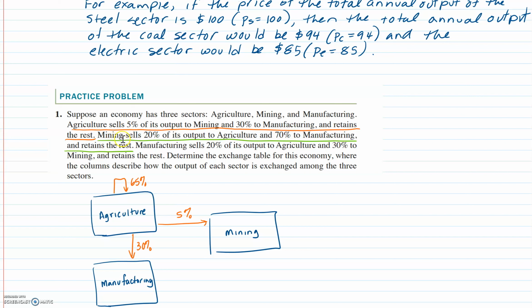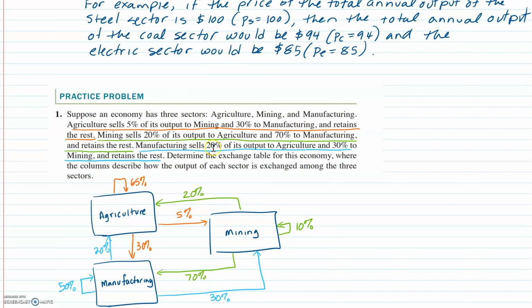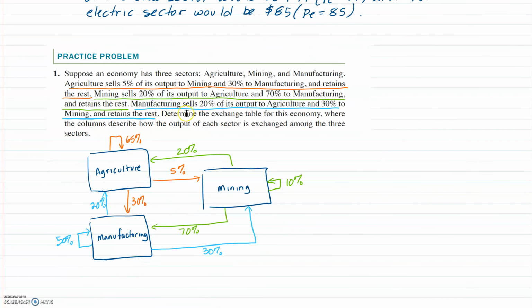So now let's look at mining. 20% to agriculture, 70% to manufacturing, and it retains the rest, so that's 90%, so 10% to itself. Finally, manufacturing is in light blue. 20% of that output goes to agriculture, 30% goes to mining, and that would be 50% it retains. So we're going to determine the exchange table for this economy, where the columns describe how the output of each sector is exchanged among the 3 sectors.